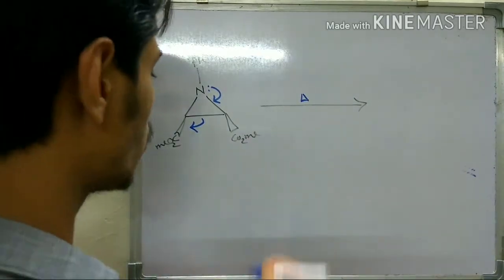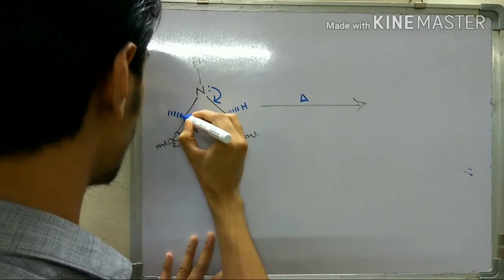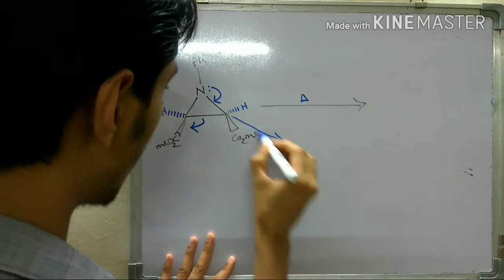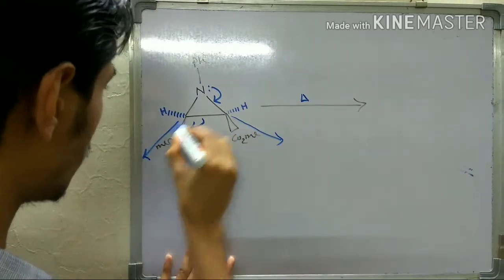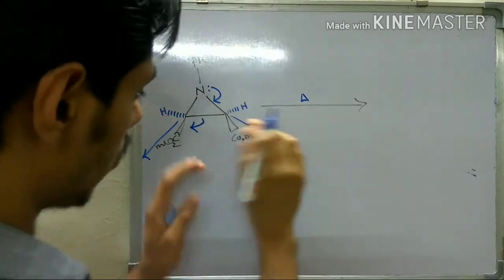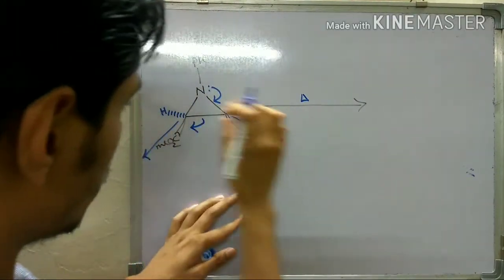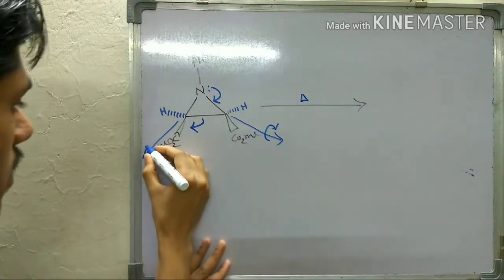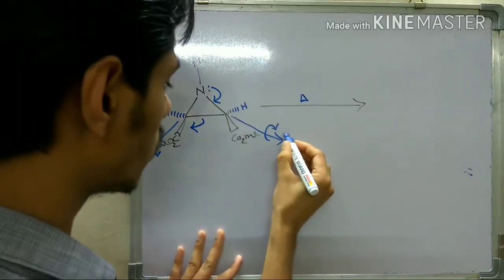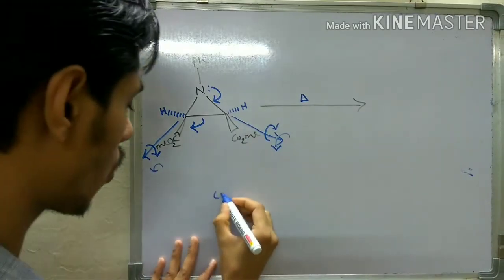Now what is meant by conrotatory or disrotatory? Here I will draw the hydrogens also, which are at the back side, and now I will put one arrow from here along this bond and one arrow from here along this bond. Conrotatory means whenever this ring opens, this bond will rotate like this, and this bond will also rotate like this. That is, either both should be clockwise, or both can be anticlockwise. This is called conrotatory.